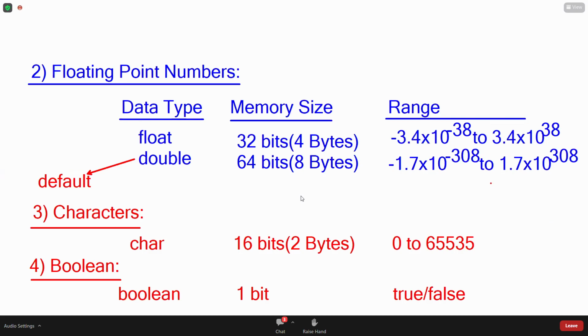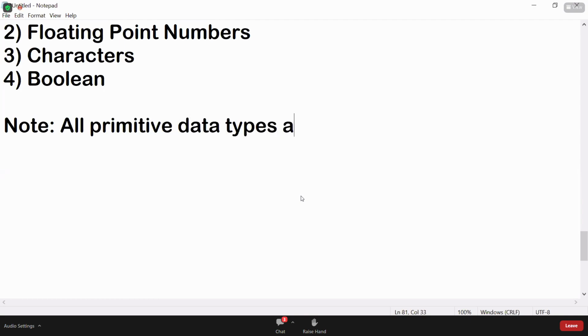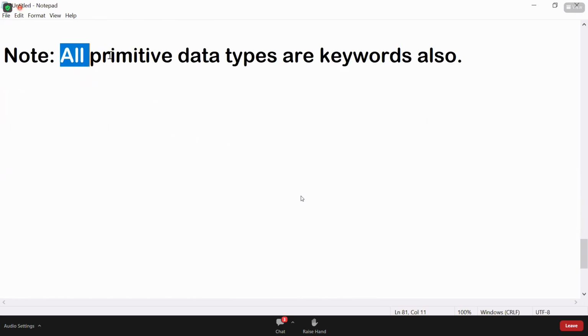Now, just note, all primitive data types are keywords also. You observe.